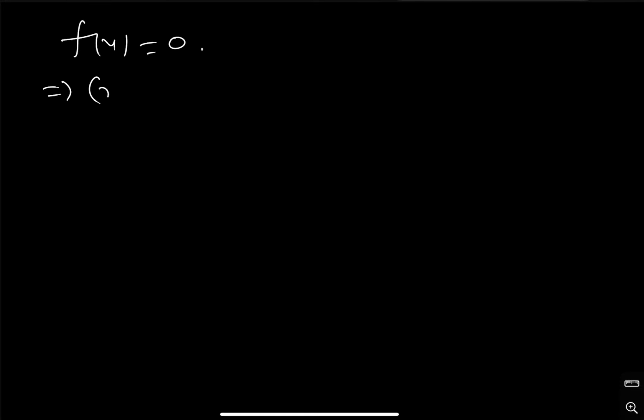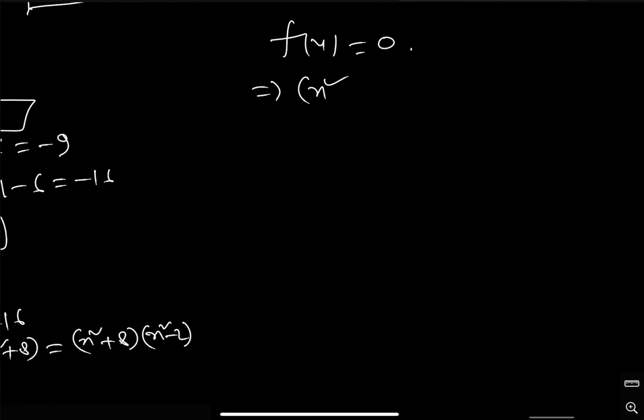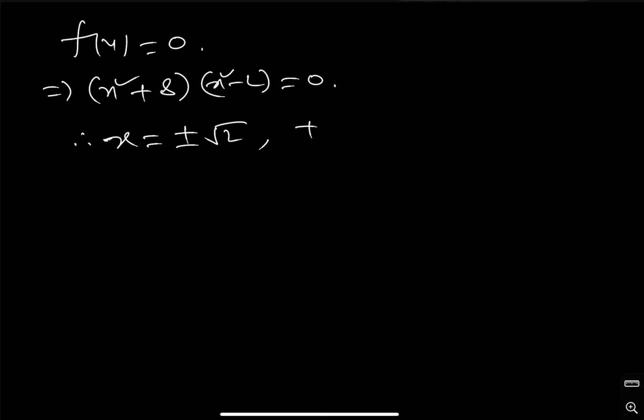So the roots of f(x) will be given by (x² + 8)(x² - 2) equal to 0. So x equal to ±√2 and ±√8 i.